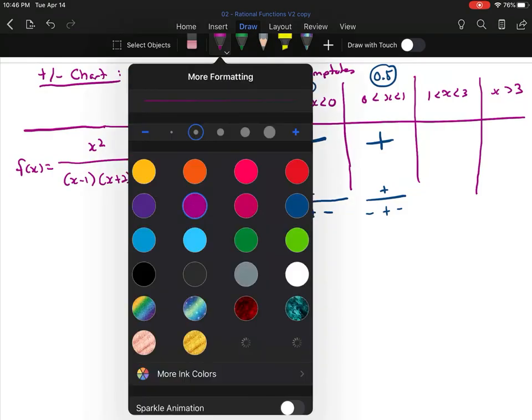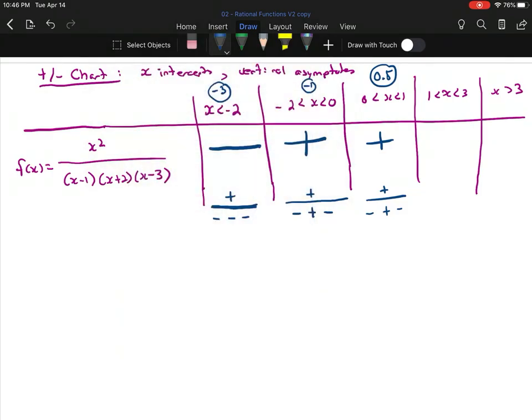Now between 1 and 3, I'm going to use the number 2. It's the obvious number to use between 1 and 3. Let me go through it slowly again so that you can see the thinking, and then I'll do the last one fast so you can be motivated that it can go quickly.